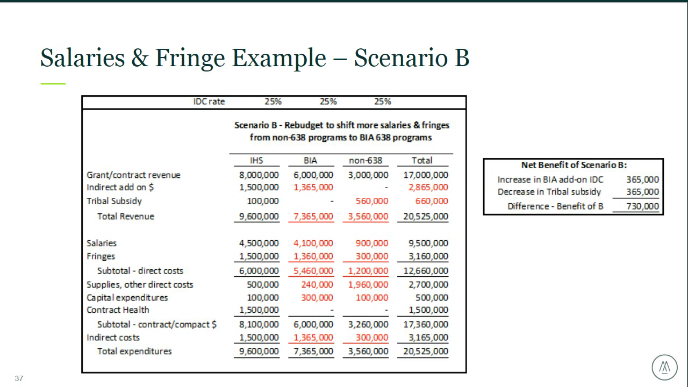So let's say we're able to find $1.46 million. So we shift those salaries out of the non-638 funding and into the BIA program. Using that indirect cost rate of 25%, now I've increased my direct cost base for BIA from $4 million to $5,460,000. Multiplying that by 25%, now I have indirect cost of $1,365,000. So I just increased the indirect cost add-on funding for BIA by $365,000.